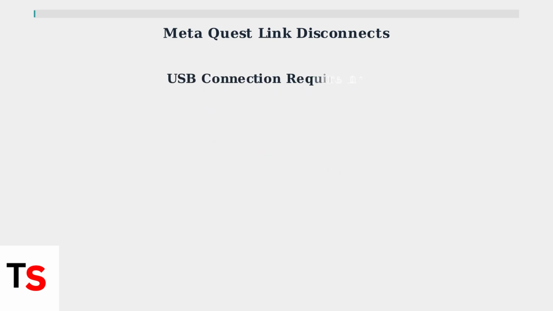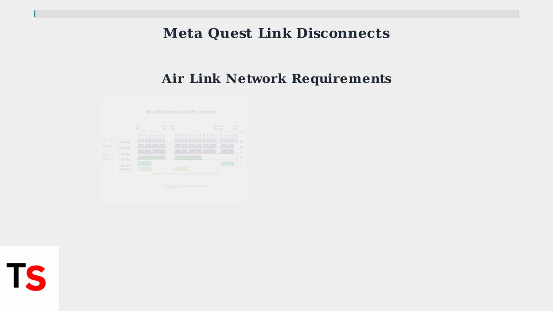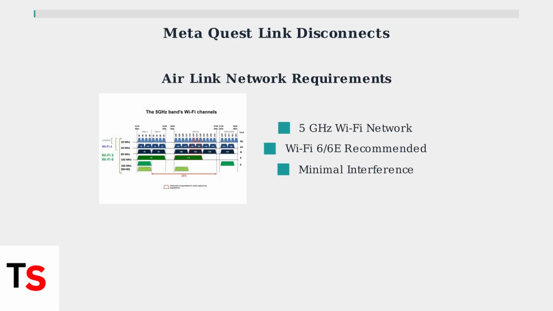For USB connections, you need a compatible USB 3.0 cable. Standard cables may not provide sufficient power for the Quest 3's higher power requirements. USB adapters must also support USB 3.0 specifications. AirLink requires a stable 5 GHz Wi-Fi network, ideally Wi-Fi 6 or 6E. Network stability is crucial. Interference, distance from router, and bandwidth limitations can all cause disconnects.